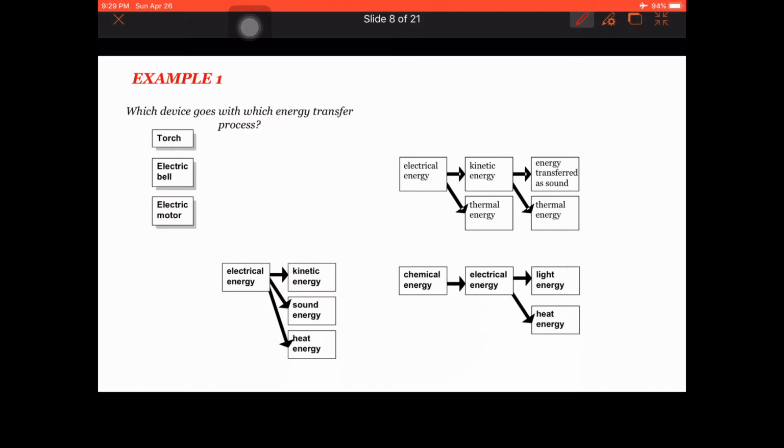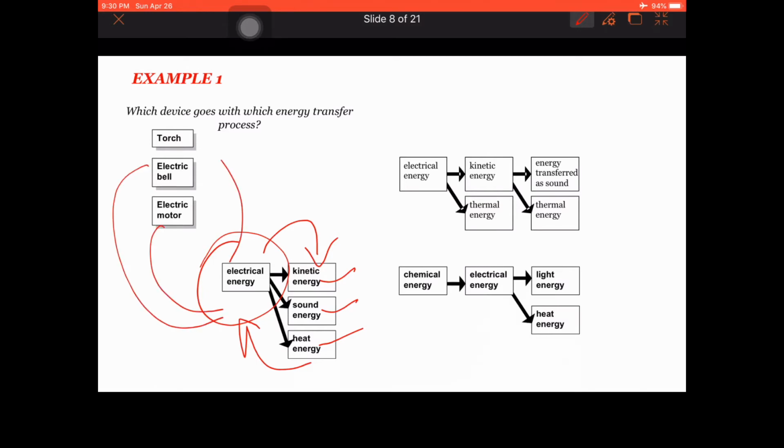Now you have to remember that the starting energy will be equal to the end energy that we'll have here, because according to the law of conservation of energy, energy is neither created nor destroyed. So all of these, kinetic energy, sound energy, and heat energy here will be equal to the input energy, electrical energy, accordingly. But now we're going to match which one of these has this kind of energy transfer process.